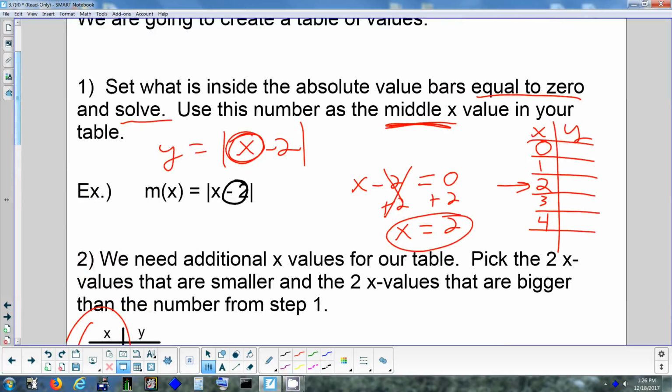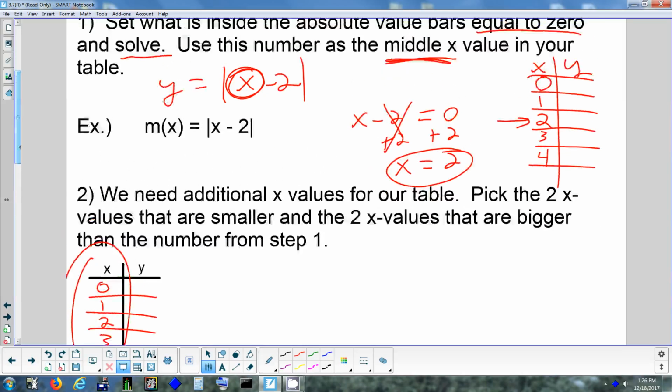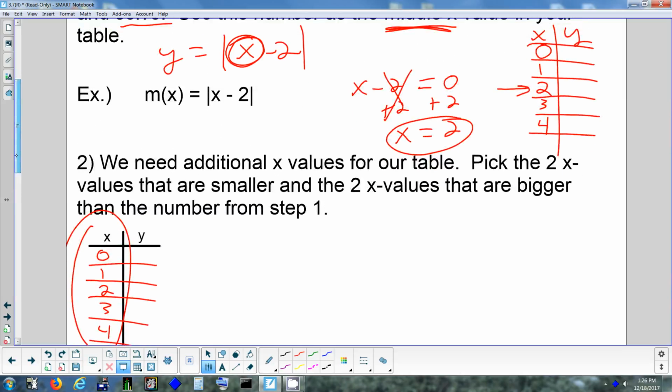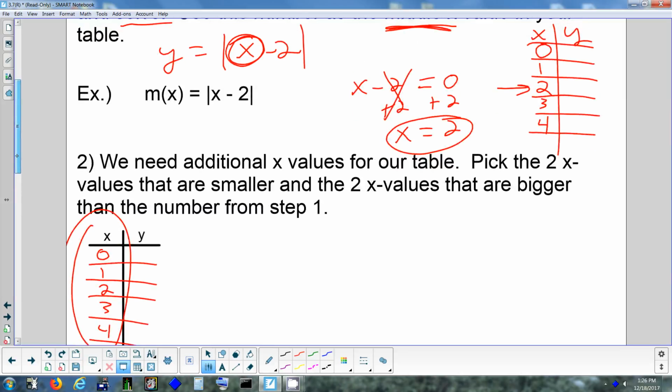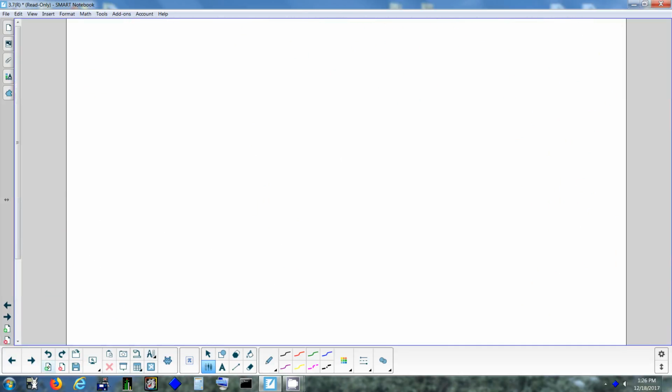Whether it moves left or right depends on if that's a positive or a negative, and it's when that number is inside the parentheses with the x. We'll also show you some with just the absolute value of x and a number plus or minus on the outside. But when it's on the inside with the x, if it's minus, it moves to the right. What if it was plus on the inside? Exactly, like Fred said, it'll move to the left.